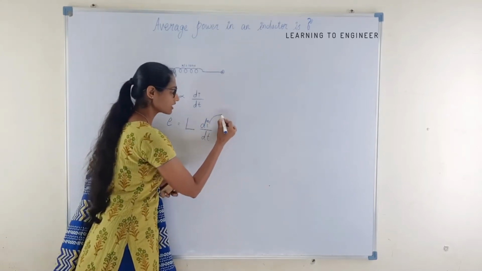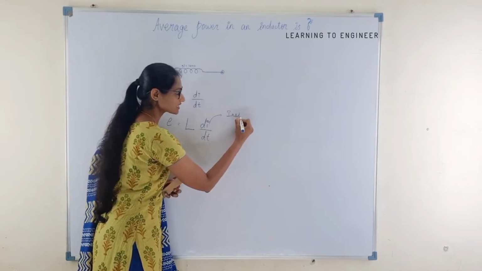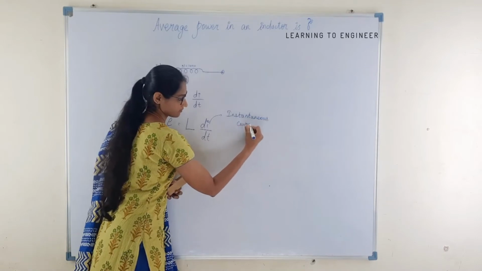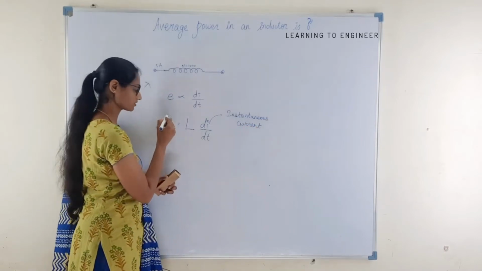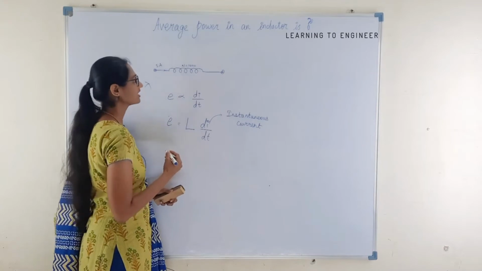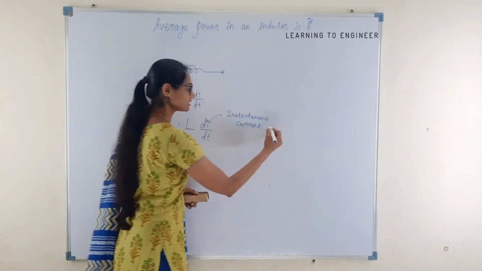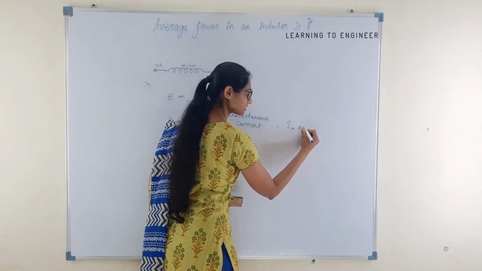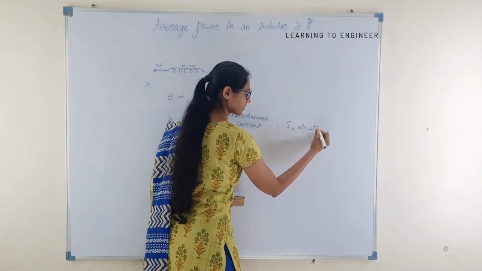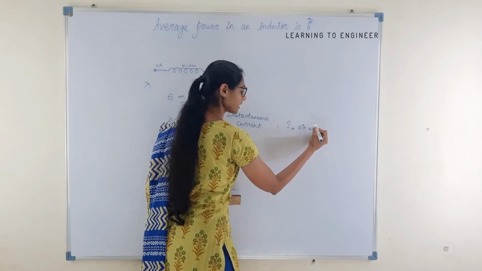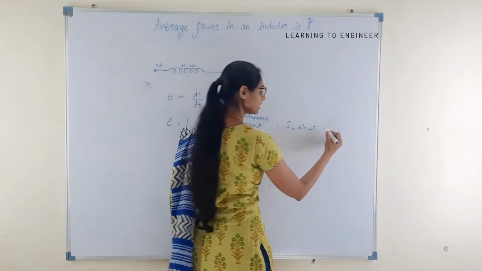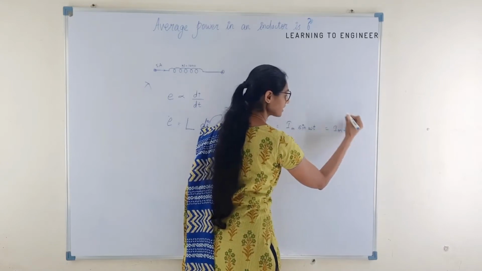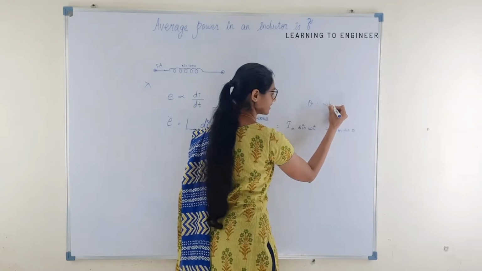Here, this small i refers to the instantaneous current that is passing through this inductor, and this refers to the instantaneous EMF. If it is a sine wave, this instantaneous current will be of the format maximum value times sine omega t. For now, let us take this omega t to be theta. This is also written as Im sine theta, where theta is equal to omega t.